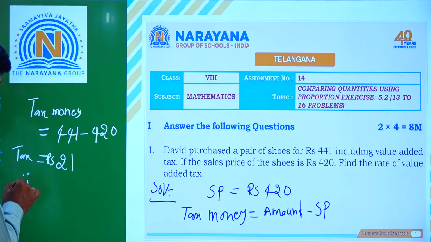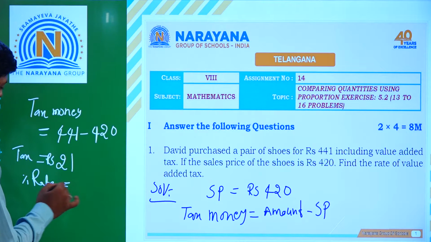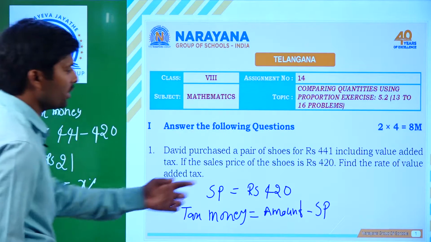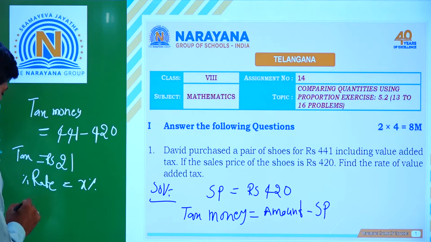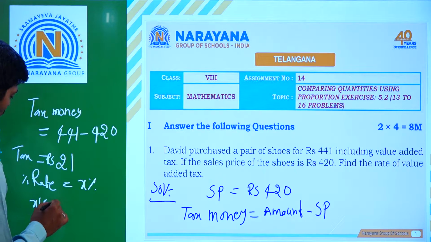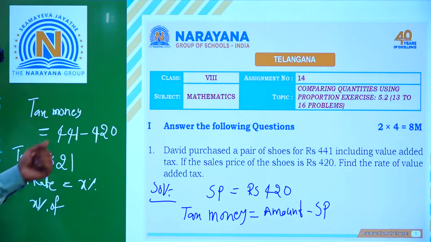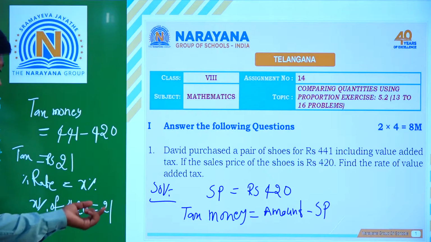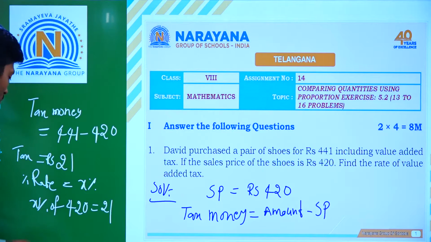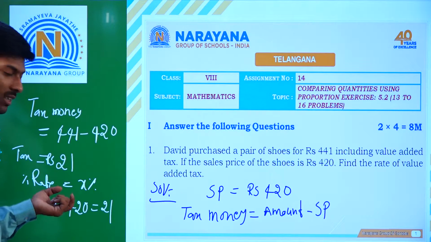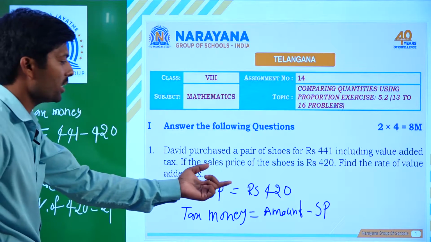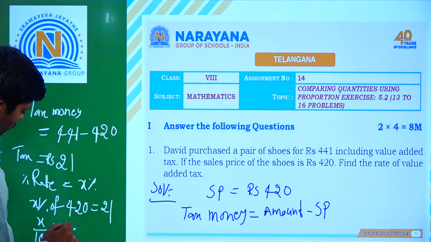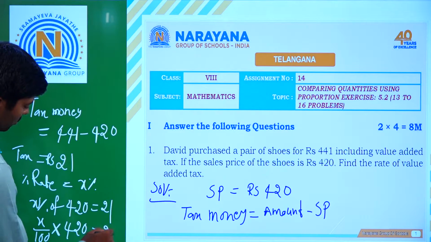For example, let the rate be x. So, x percent is the rate. Now, the rate of value added tax, x percentage of 420, is equal to 21. So, this 21 is the tax. We always have to find VAT on the selling price only, that is 420. So, from this, x by 100 into 420 is equal to 21.